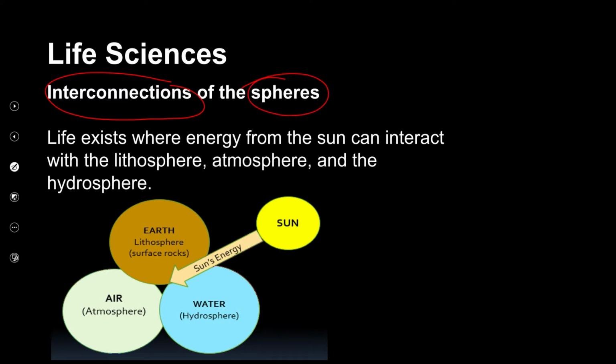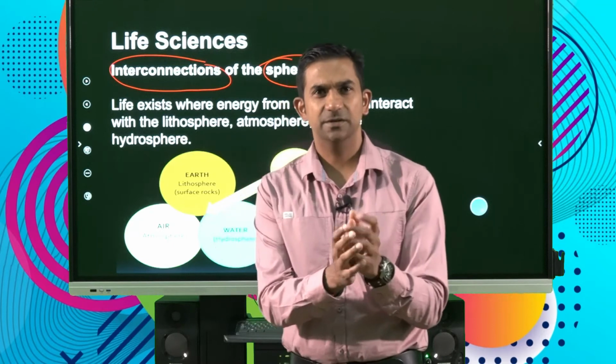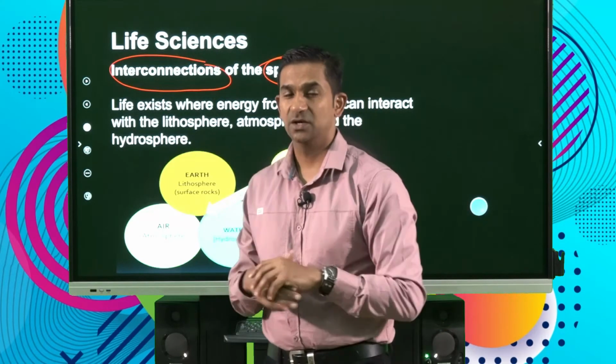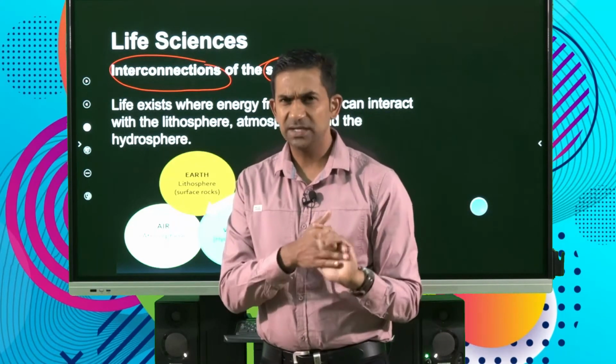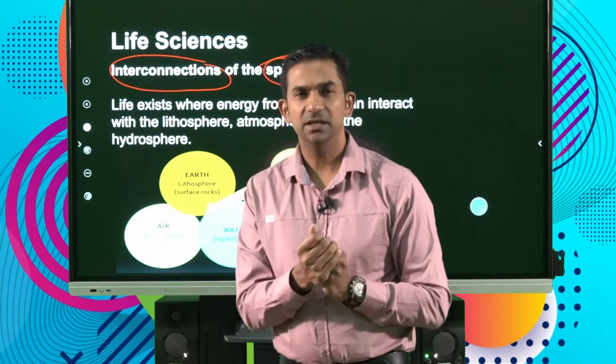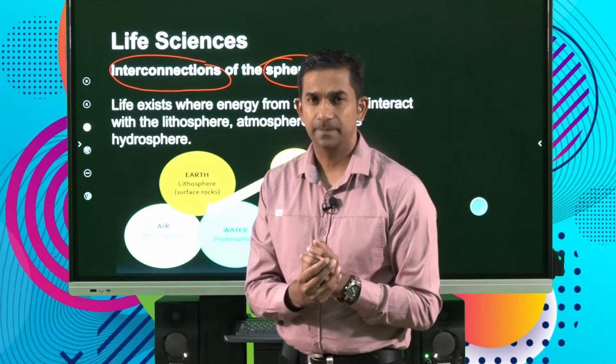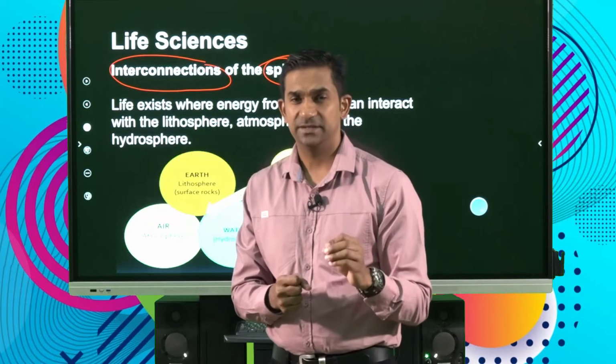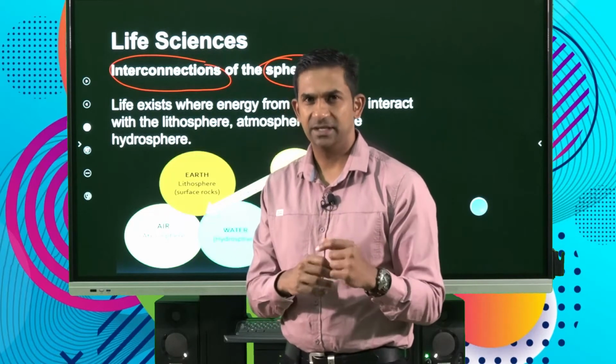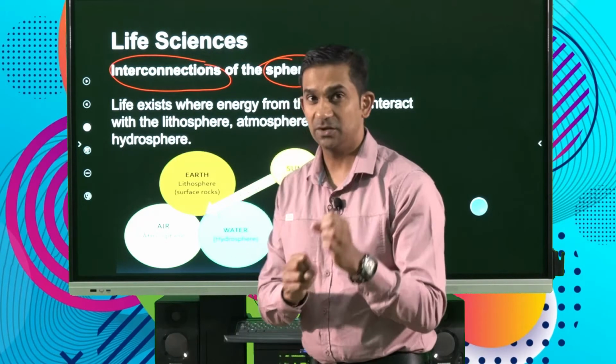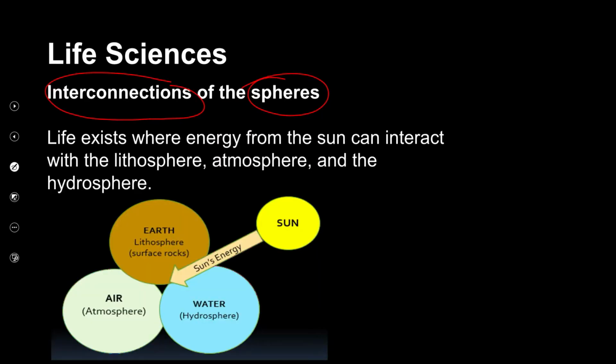So we saw that life exists in the atmosphere. We know that life forms exist in the lithosphere, as well as life forms existing in the hydrosphere. All of these are interdependent and often depend on each other. Let's try and understand that by looking at the next slide. So life will exist where energy from the sun can interact with the lithosphere, atmosphere, and the hydrosphere.